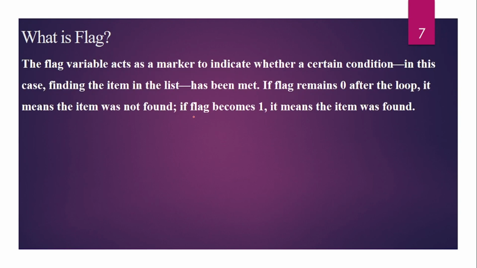And to put it in very simple terms, what is actually a flag? These types of questions normally appear in your Viva questions. A flag variable acts as a marker or an indicator of whether a certain condition has been met or not. In this program, our condition is whether the item I'm searching for is there in the list or not. If my flag variable is 0, the item I am looking for is not there. If my flag variable is 1, the item has been found.